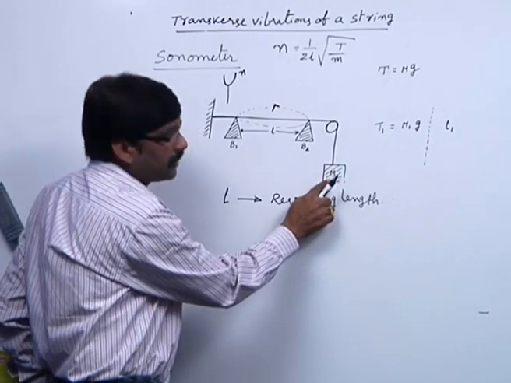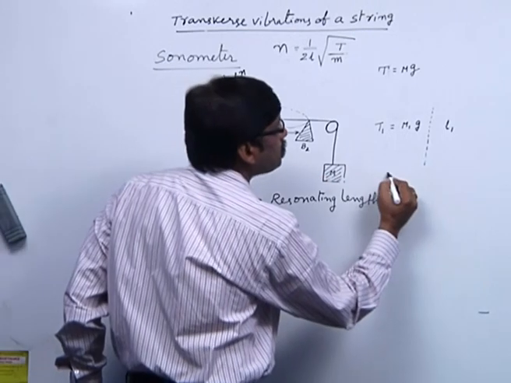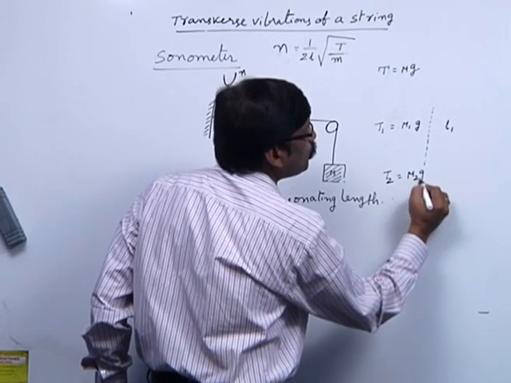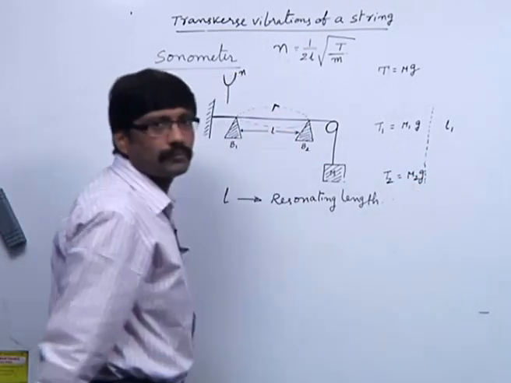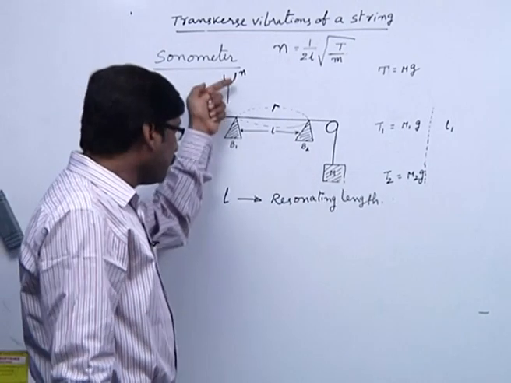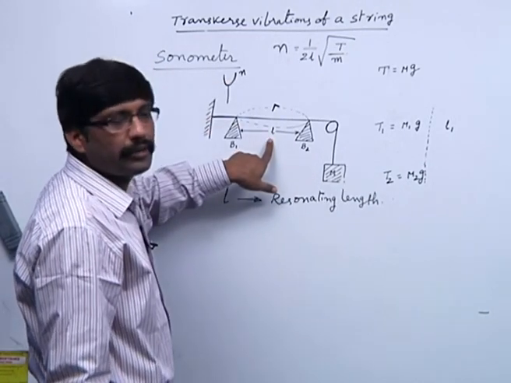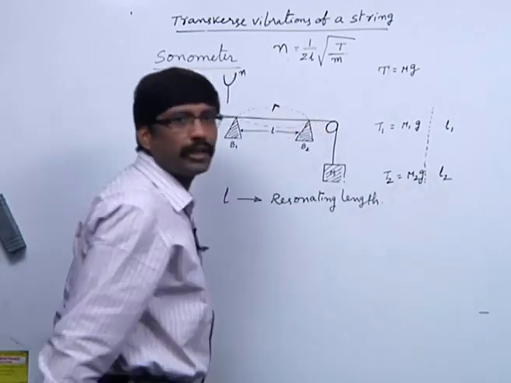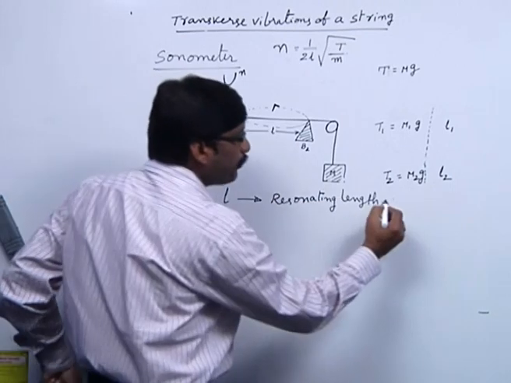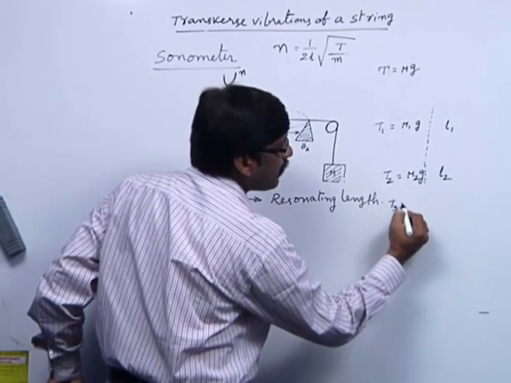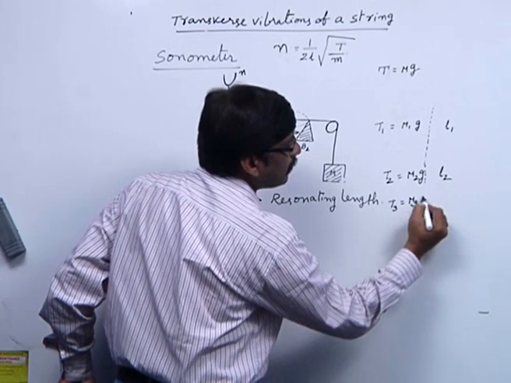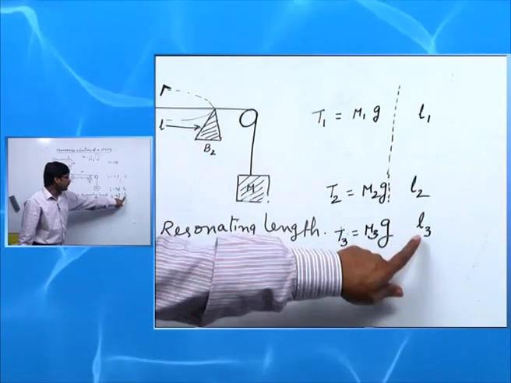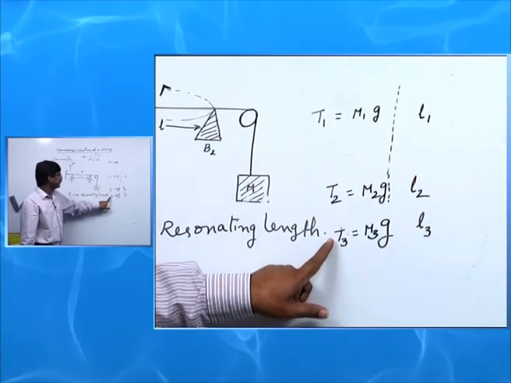Vary the weight, which is equal to M2g, and repeat the experiment and find the corresponding resonating length. Repeat the same thing for the third weight, M3g. L3 is the resonating length corresponding to tension T3.